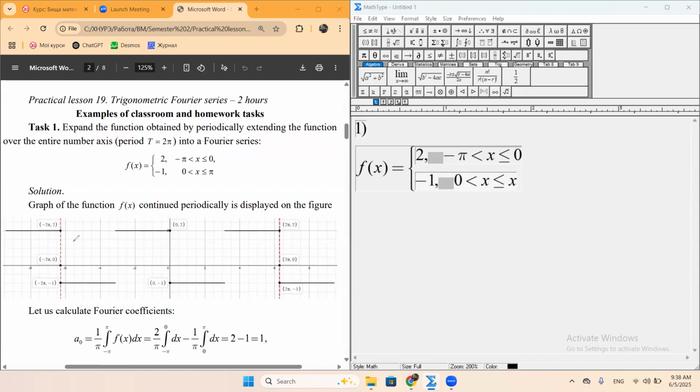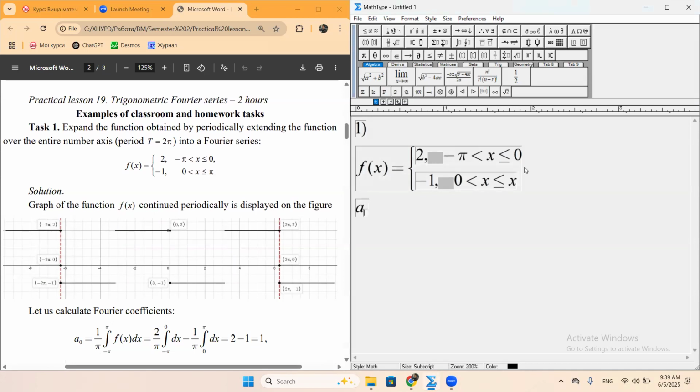So actually this fragment is for this expression that is given analytically, and then we continue it to the right side and to the left side. So how it works? We continue the function periodically. Let's find the coefficients first of all.